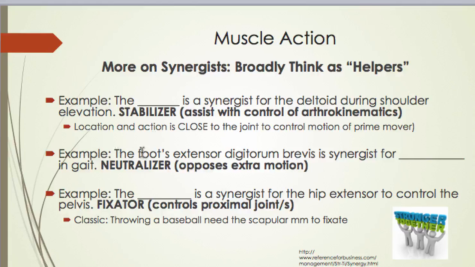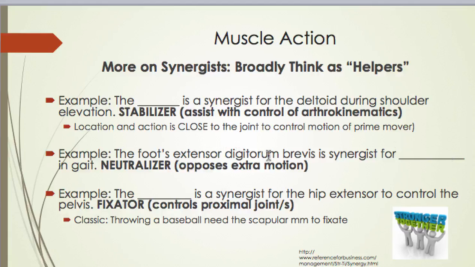So in our example, the foot's extensor digitorum brevis is a synergist for what muscle in gait? Extensor digitorum brevis does what? It does dorsiflexion and eversion, right? So the prime mover here during gait for dorsiflexion is anterior tibialis, right? But anterior tibialis does dorsiflexion and inversion. So we would look a little bit funny walking along, pointing our toe in every time we cleared our foot.